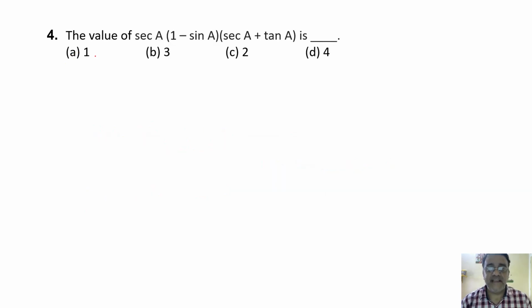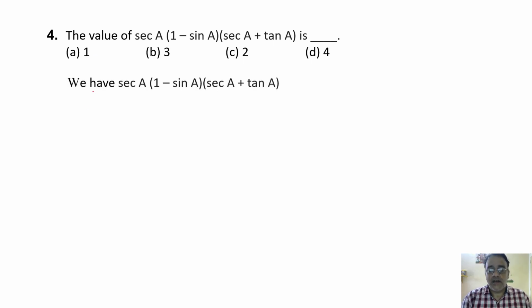The value of sec A into 1 minus sin A into sec A plus tan A is dash. So first we have to simplify this. Now I would like to change every term in terms of sine and cos. So how will you write sec A? 1 by cos A. Very good, 1 by cos A.